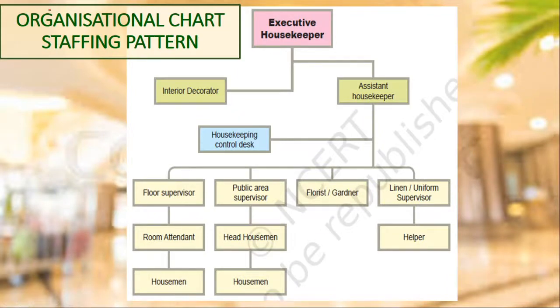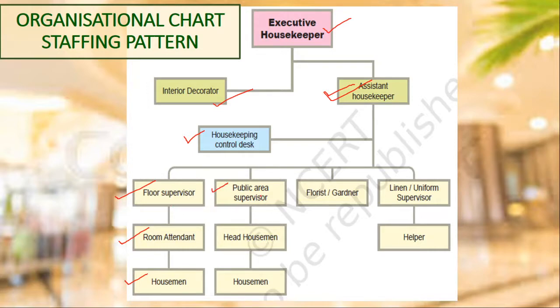The organizational chart or the staffing pattern is headed by the executive housekeeper, under which are the interior decorator and the assistant housekeeper. Interior decorator decides upon the decor of the whole hotel, and the assistant housekeeper assists him in all this. Then you have the housekeeping control desk, और इसके नीचे floor supervisor who looks after the cleanliness of the floor. Below it is the room attendant जो कि rooms के बारे में देखता है, and houseman who fulfills the requirements of the particular room. Then you have the public area supervisor.